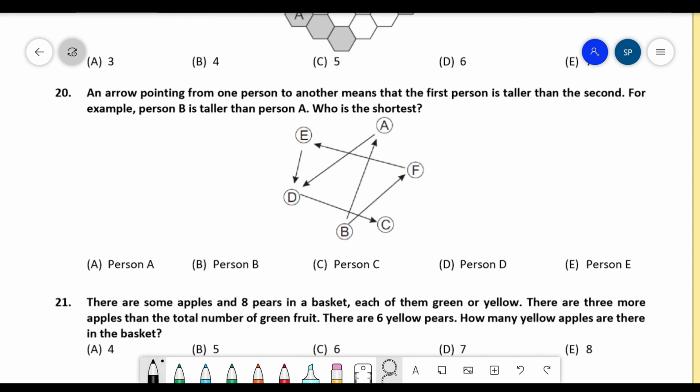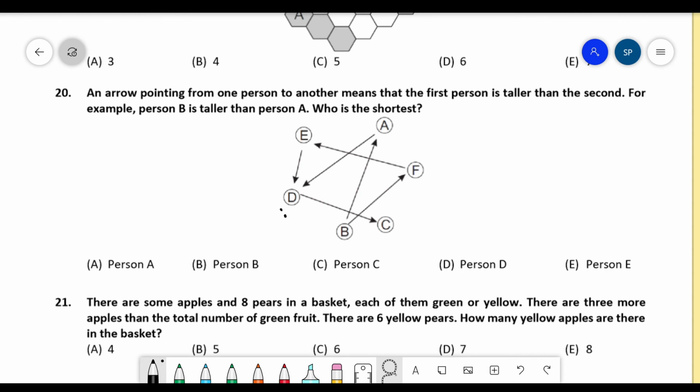That way, if we look at person B, it says two arrows are coming out, because that basically means that person F and person A are both smaller than person B. So far, person F and person A might be the shortest, but still not for sure. Now, person A also has an arrow going all the way to person D. And now person F is bigger than person E, and person E is also bigger than person D.